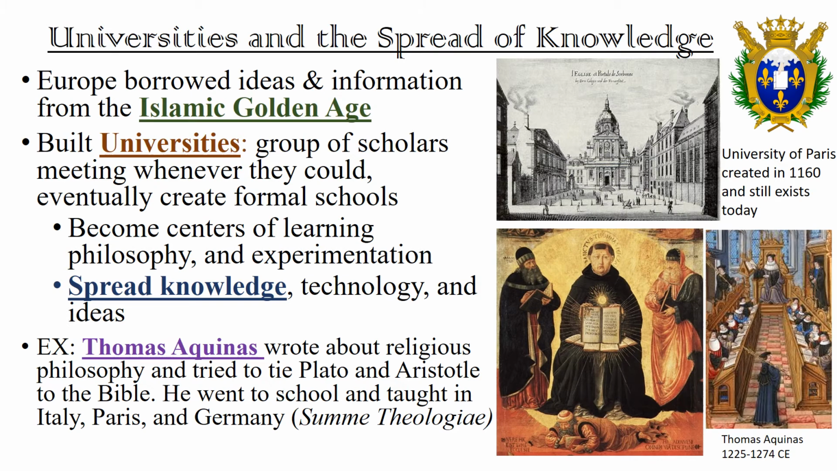But Europe borrowed ideas and information from the Islamic Golden Age, specifically their focus on elements of medicine, mathematics, astronomy, physiology, and the system of schooling, the madrasas. And they began to emulate those, building the first universities. Universities were groups of scholars, and they would meet initially wherever they could, but eventually they created actual formal schools of education. As far as we know, the first true university, and it still exists today, was the University of Paris, which was founded in 1160, so founded in the 12th century.